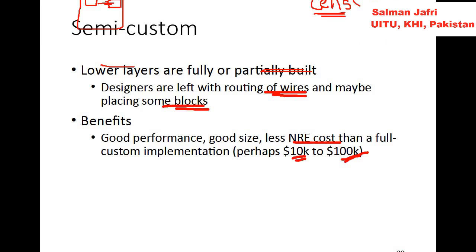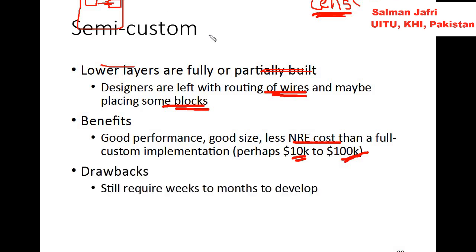So what is the application specific IC? ASIC is basically cells of certain functionality, and these cells can be produced in the IC in a semi-custom manner. What are the drawbacks? It still requires time to develop, weeks or months to develop. So NRE cost is less than VLSI, no doubt, but NRE cost is there.